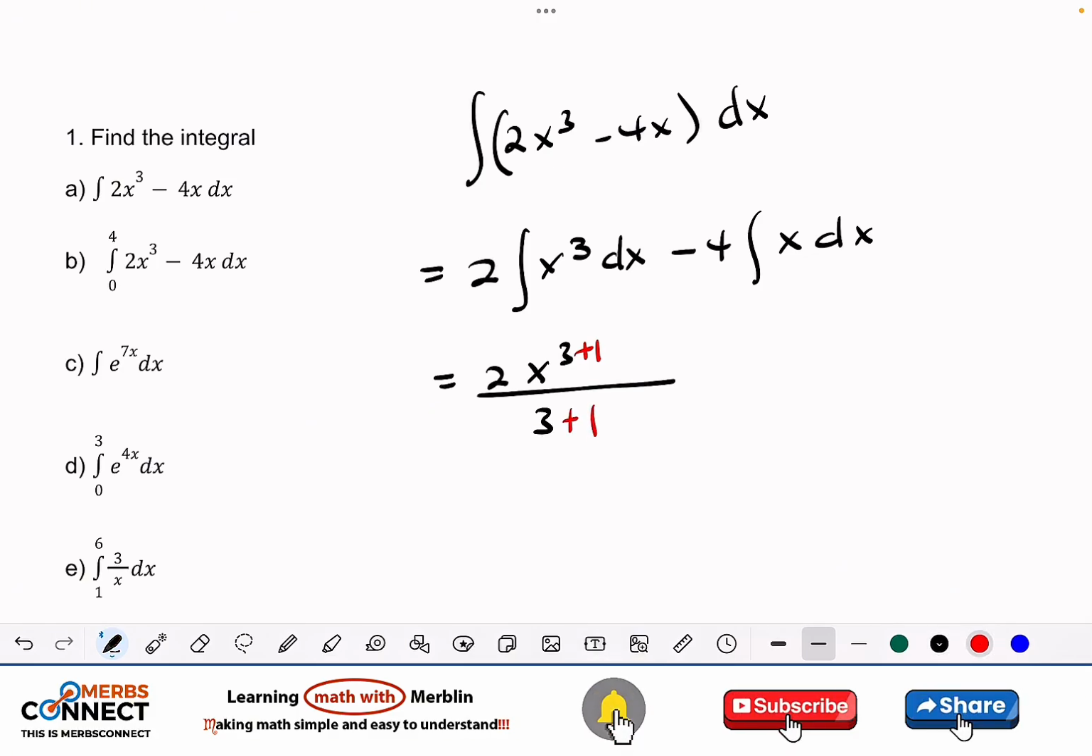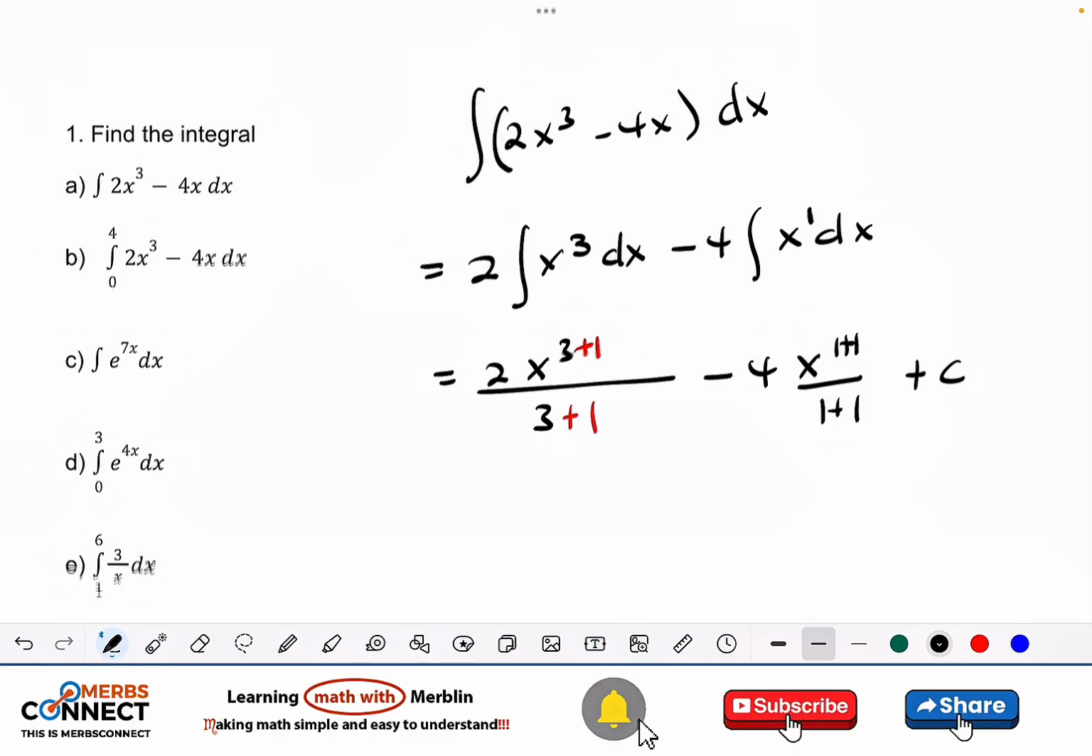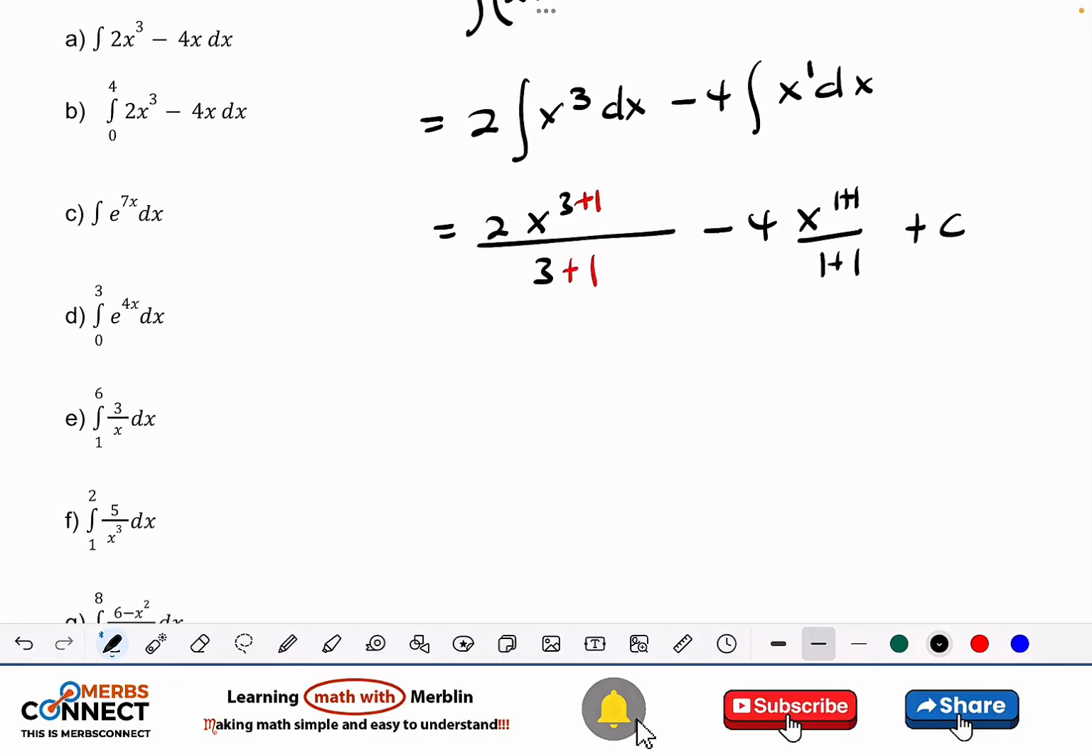So I'm adding 1 to the power. This one too is going to give us minus 4. This is to the power 1, so I'm going to have x to the power 1 plus 1 divided by 1 plus 1. This is an indefinite integral, so I need to add plus c. Then this is going to give us 2x to the power 4 divided by 4 minus 4x squared divided by 2 plus c.